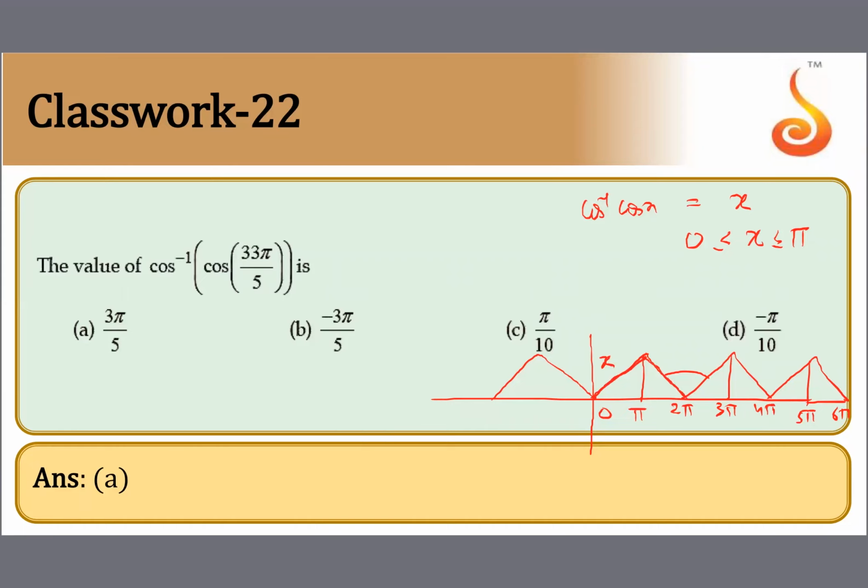And what is this line's equation? y minus 0 is equal to minus 1 times x minus 2 pi. So y is equal to 2 pi minus x. This is the line equation. So what happens with 33 by pi? Approximately how much? 6 fives are 30, so it is 5 point something, 5.5 pi. So it is more than 5 pi. So what is this line? This will be here somewhere.